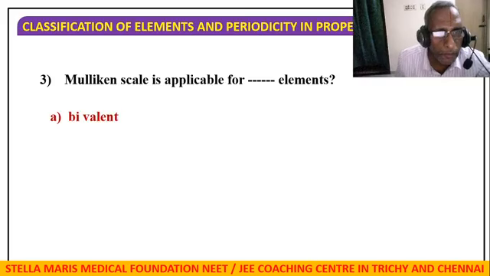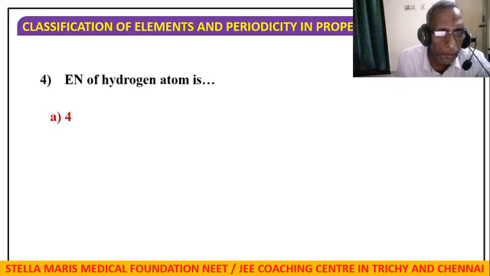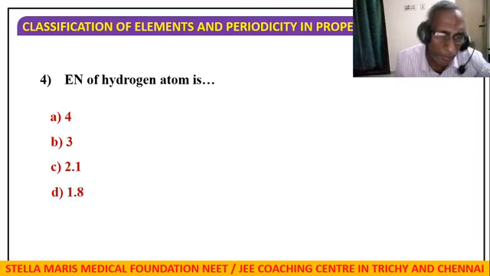The same question. The Mulliken scale is applicable only for monovalent elements. Just now we have seen, the Mulliken scale is applicable only for monovalent elements. Lastly, don't worry about these values. They will not ask questions of this type. You have the values, you have to compare.